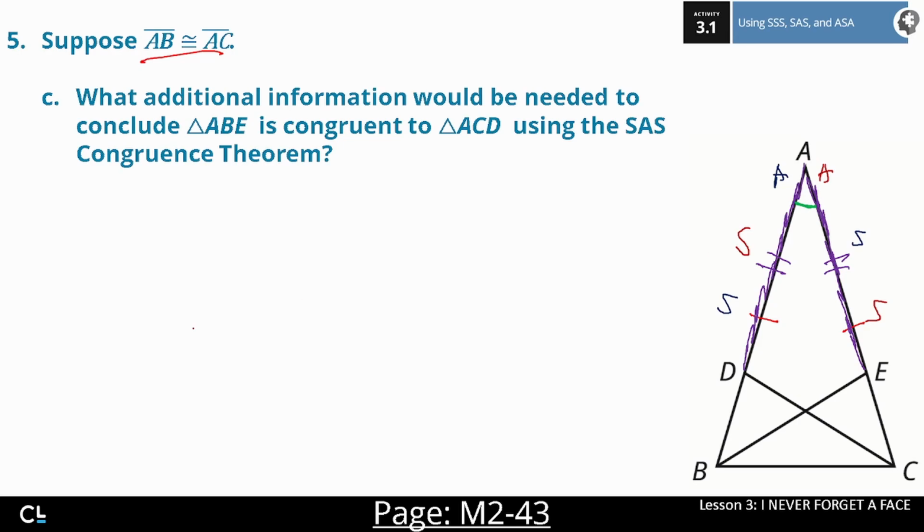But what parts do we need to be congruent, or what information do we need? We would need to be told that DA is congruent to EA. Once again, practice, practice, practice. I know this is a lot of information, and I know it's being thrown at us left and right. But the more we see, the more we'll understand.